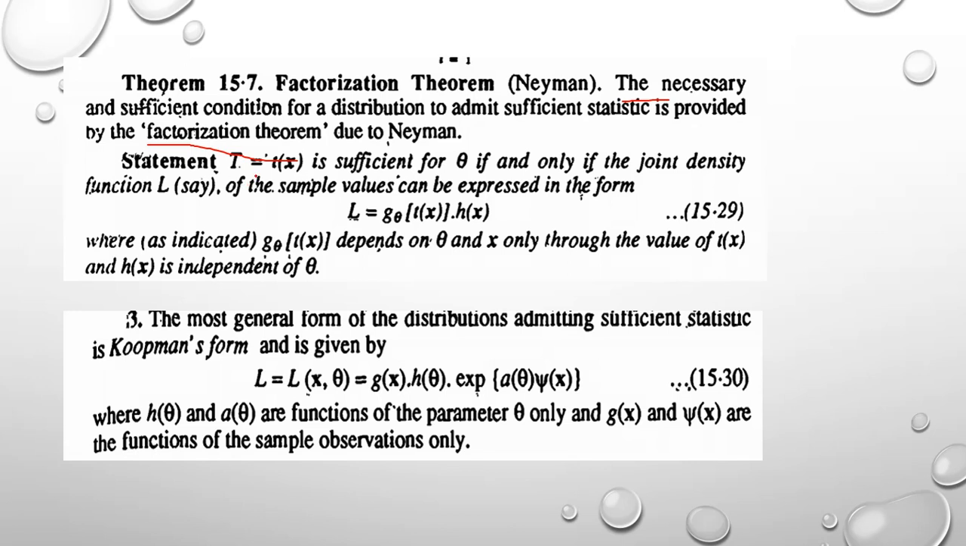Statement: T equal to T of x, this is our test statistic, is sufficient for theta if and only if the joint density function, which I am denoting by capital L (you can take different notations also), of the sample values can be expressed in this form. If I take any distribution, I can arrange it in this form. Here g of t depends on the parameter, and h of x is independent of the parameter.